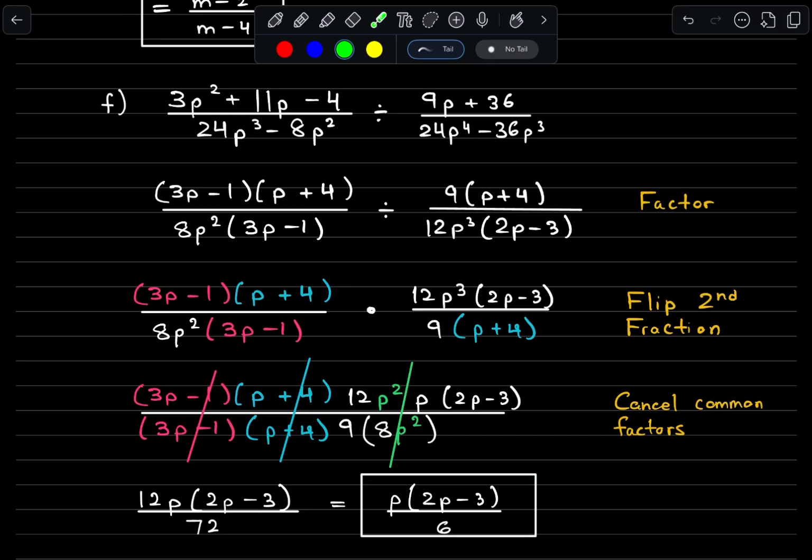And that's what it's going to simplify to. Much cleaner than what we had originally started with.